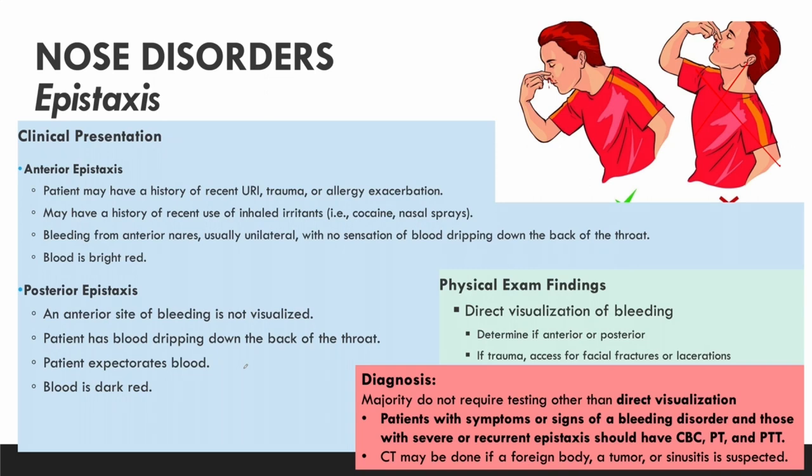So in physical exam, if it is an anterior bleed, sometimes you can directly visualize the source of bleeding where you can see exactly where that blood is coming out. You want to definitely determine on physical exam whether this is an anterior or posterior bleed because the treatment is different. And then if there's trauma associated, like if you got hit in the face, you want to assess for bony fractures of the face or the sinuses, the nose, the orbits. So the vast majority of anterior nosebleeds don't require anything other than some applying pressure.